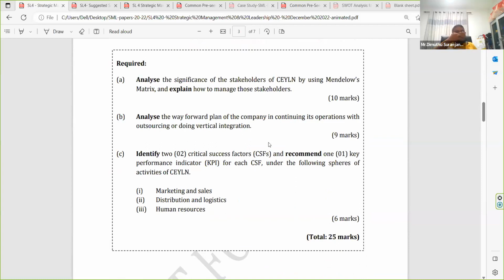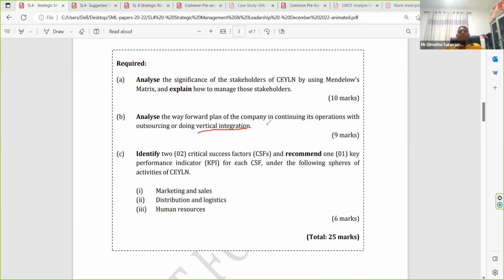Analyze the way forward plan of the company continuing its operation with outsourcing. So we are not going to do activities like packaging, distributing, even manufacturing, then plant work. We get it from third parties. Is that a correct way, or do you think the company should be involved in other activities also? Can anyone tell me? This vertical integration is a very important area.